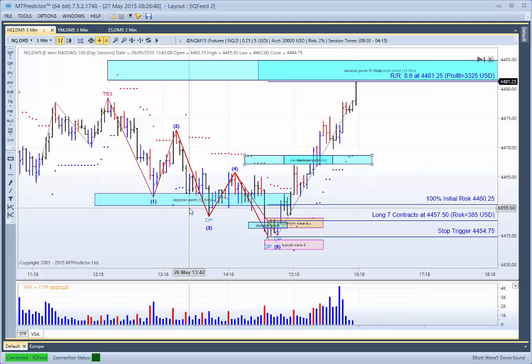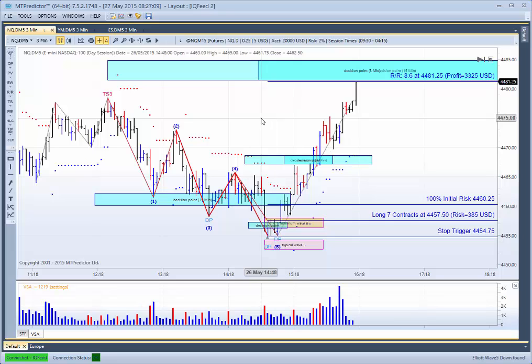So hopefully that's been a good example of how, with experience and showing you how to interpret what the market's doing, you can use the tools in MTPredictor to uncover some great trades. And this is basically what we teach in our training webinars, how to get the most from the MTPredictor tools and uncover some good trades like this.